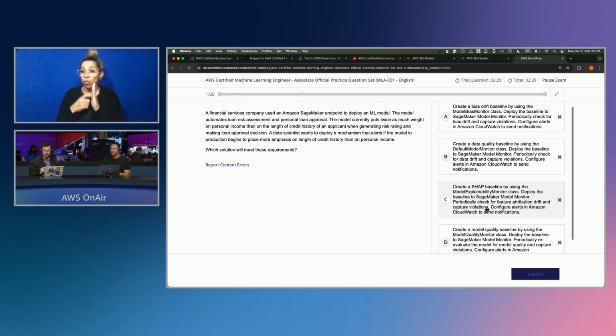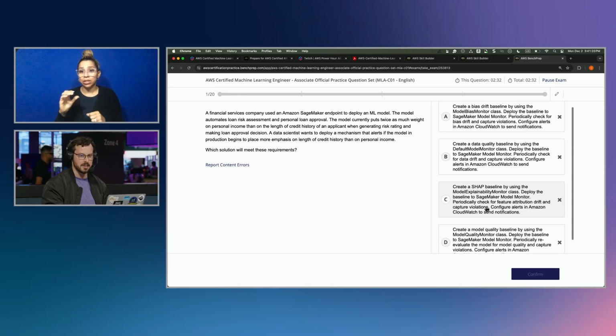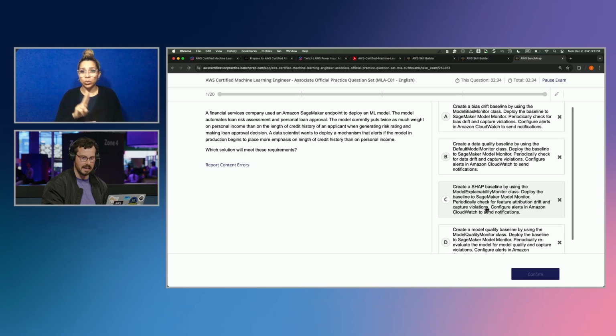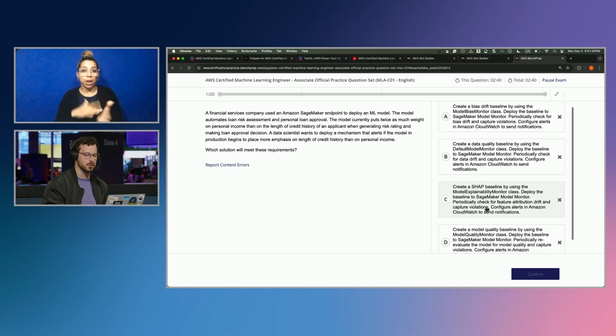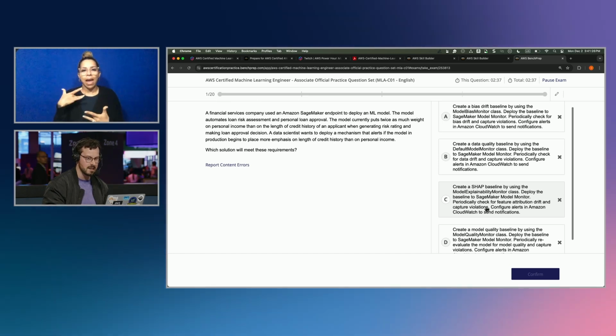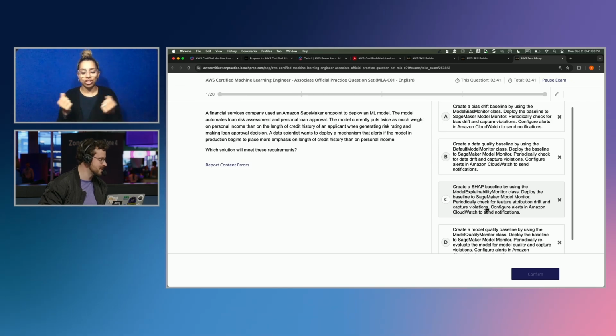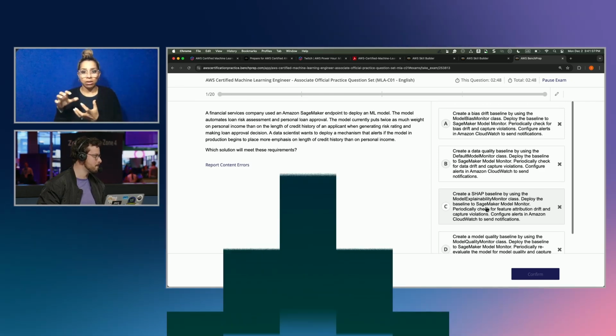How about number C: create a SHAP baseline by using the model explainability monitor class, deploy the baseline to SageMaker model monitor, periodically check for feature attribution drift and capture violations, configure alerts in Amazon CloudWatch to send notifications. This one also includes alerts. I like that one. Let's skim through these and take a look at D real quick.